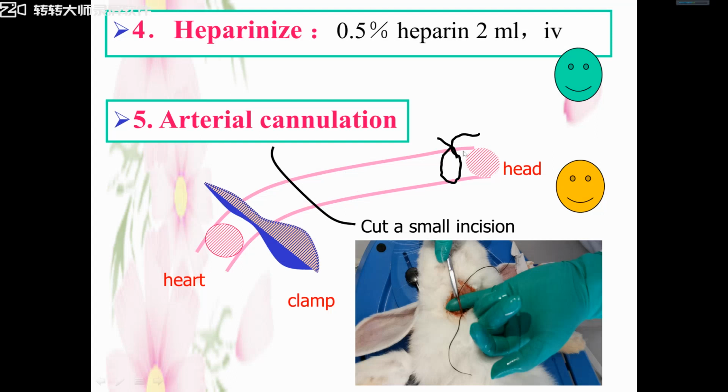And then you should use your ophthalmic small scissors. Cut a small incision, and this small incision should be near the head side. So near the head side, we use these ophthalmic small scissors to cut a small V incision, and then we want to insert the arterial cannula. Okay, so let's do the lab.